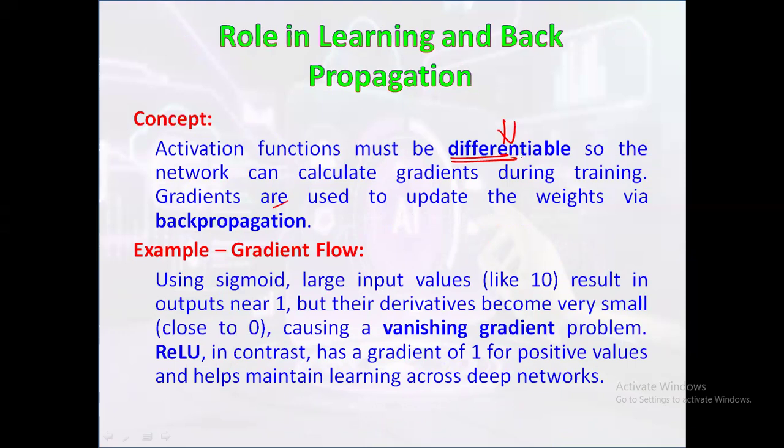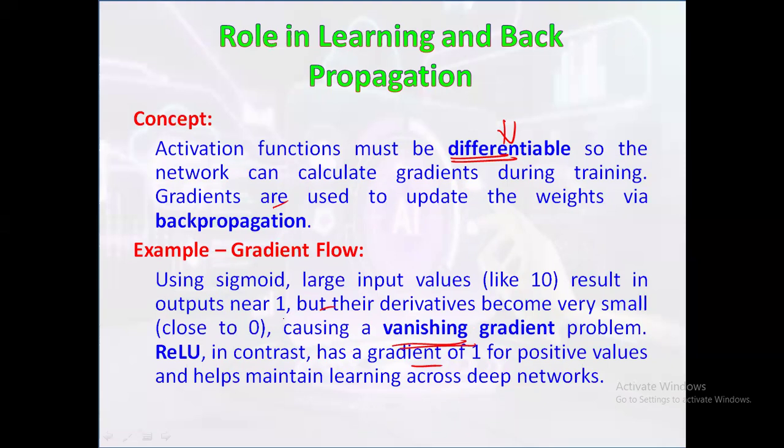Backpropagation is the method by which neural networks learn. It adjusts the weights by computing the gradient of the error with respect to each weight. If the activation function produces very small gradients, as sigmoid does for large positive or negative inputs, the learning slows down, a phenomenon known as the vanishing gradient problem. This is a very important property in this case.